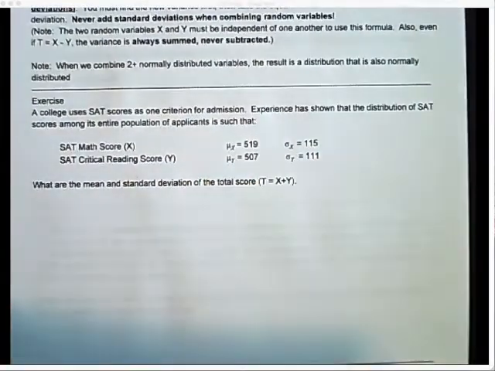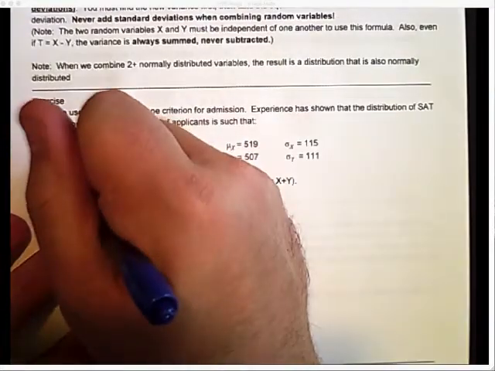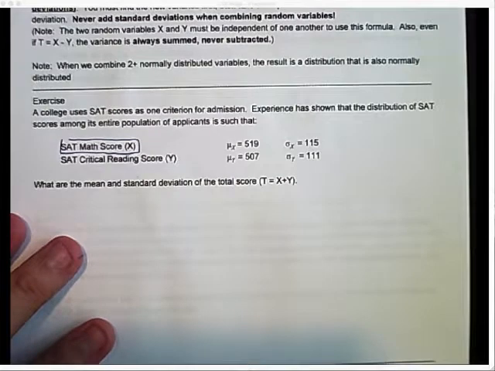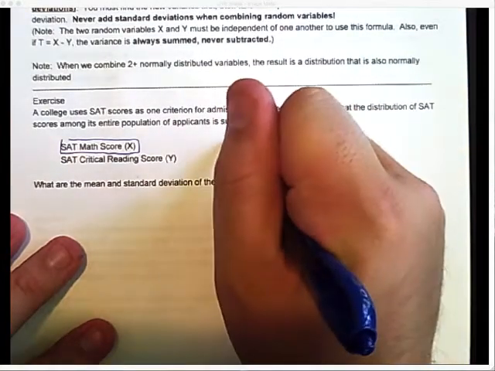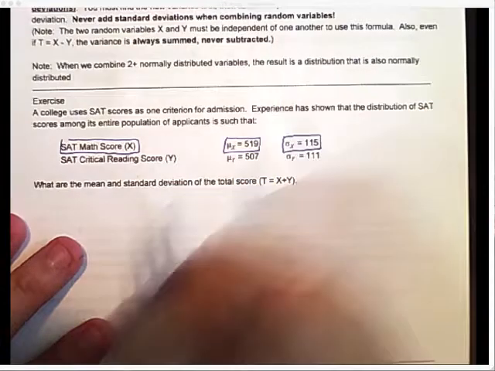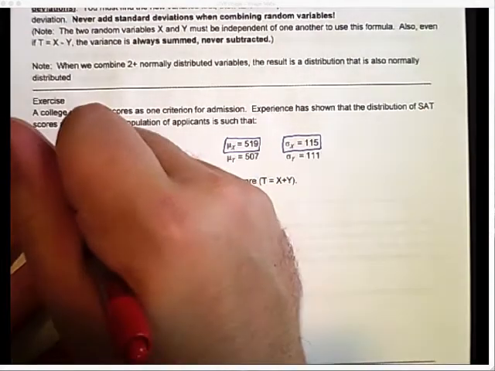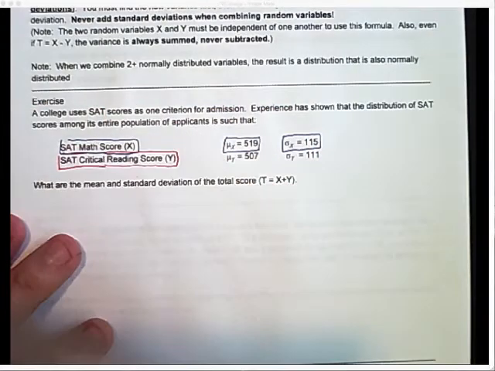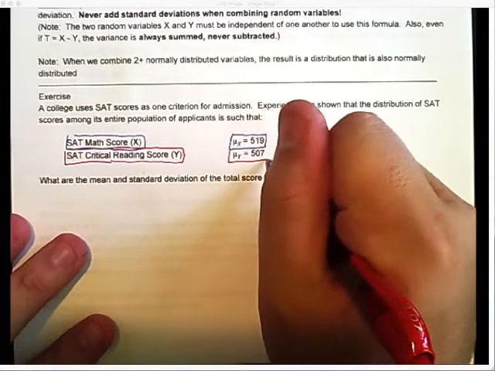Okay, so let's look at this exercise. It says a college uses SAT scores as one criterion for admission. Experience has shown that the distribution of SAT scores among its entire population of applicants is such that, all right, we have some information about math, which they're calling the random variable x. The average student has a mean of 519 on their SAT math, and a standard deviation of 115. And the critical reading, we're calling that variable y. The mean of the critical reading score is 507, and the spread, or the standard deviation, is 111.